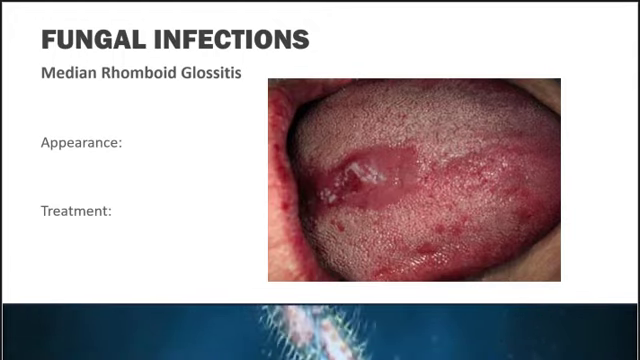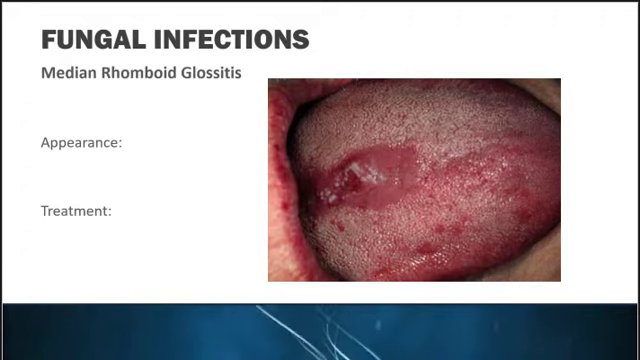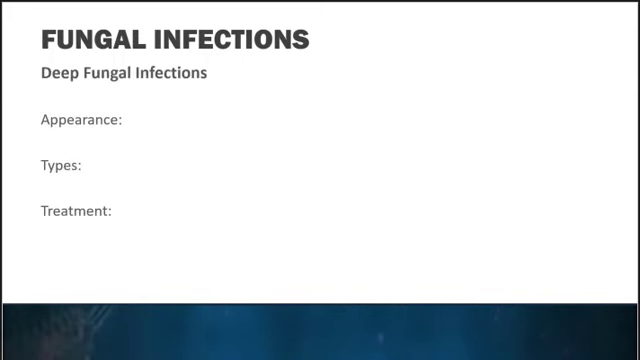Some studies show a connection between median rhomboid glossitis and candidiasis, but there's not conclusive evidence. It's enough, though, that we want to mention it in our study of fungal infections. Sometimes these lesions will respond to antifungal medications, and sometimes they do not. Most patients, I have seen this a few times in my career, were unaware that they even had it, so it's asymptomatic.